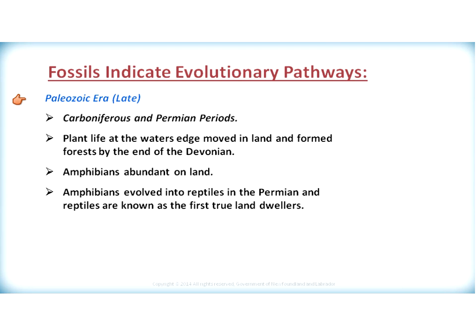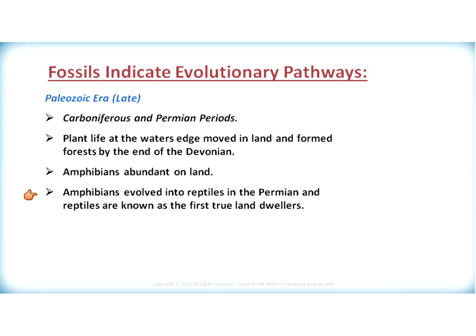The end of the Paleozoic Era is represented by the Carboniferous and the Permian periods. During this time, plant life at the water's edge moved inland and formed forests. Life forms were abundant on land. These life forms were known as the amphibians.